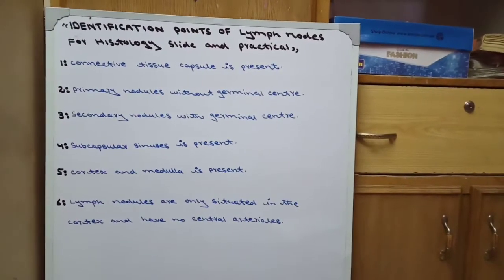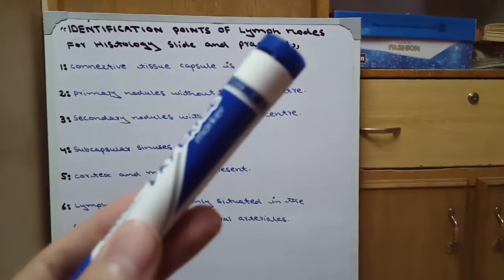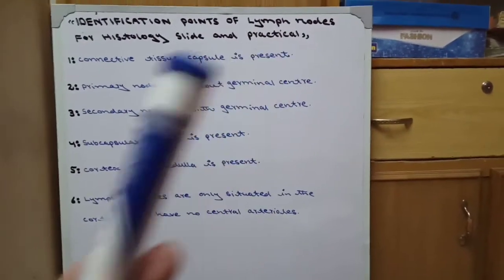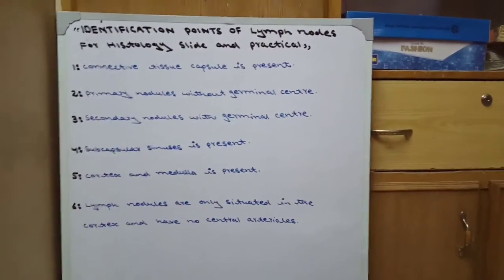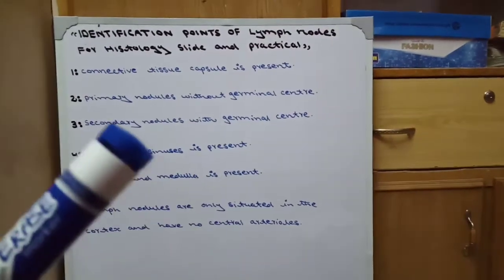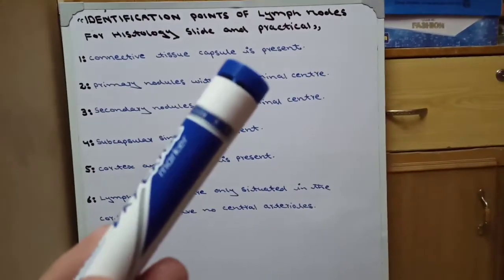Today our topic is related to histology: identification points of lymph nodes for histology slide and practical. There are 6 identification points of lymph node. Number 1, connective tissue capsule is present.